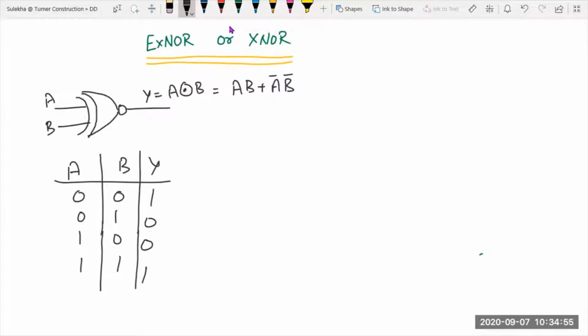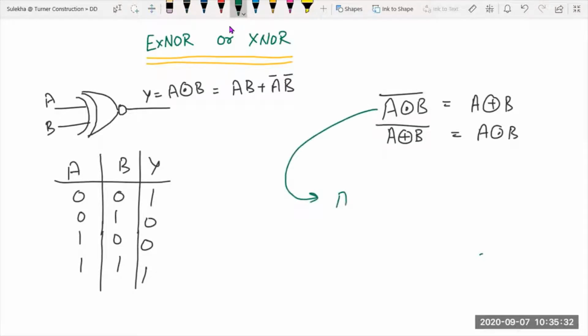I compare this with the truth table of the XOR gate, and it is totally opposite. That's why we say that whenever you take NOT of A XNOR B, you will get A XOR B, and whenever you take NOT of A XOR B, you will get A XNOR B.